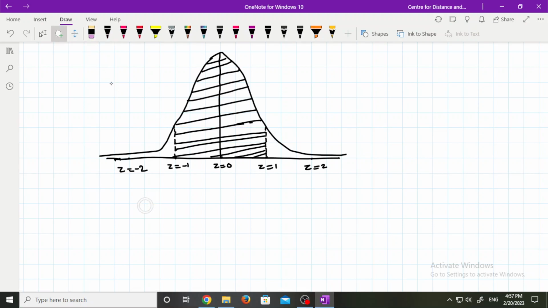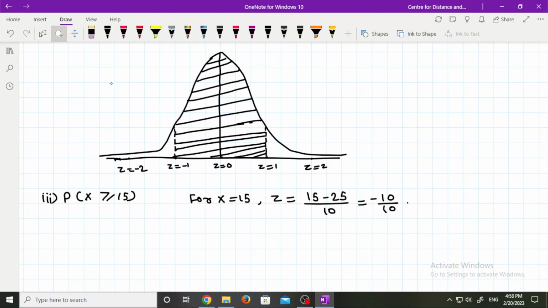Okay. Now for the third one, probability x greater than or equal to 15. For x is equal to 15, z is equal to 15 minus 25 divided by 10, which is equal to minus 10 divided by 10, which is equal to minus 1.